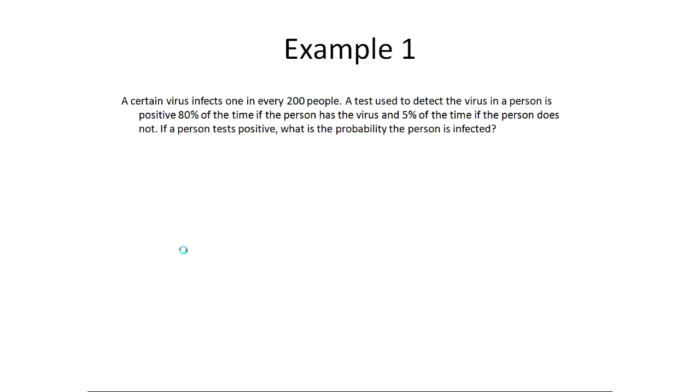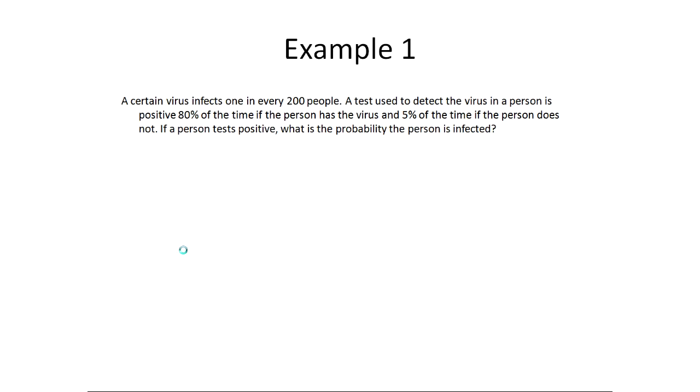So we're told a certain virus infects 1 in every 200 people. We develop a test for this, and the test detects a virus in a person 80% of the time if the person has the virus. So some people would call that 80% accurate, even though there's not a real meaning to the term 80% accurate that is common to everything. And then it says 5% of the time if the person does not. So it actually says positive 5% of the time, even if the person doesn't have the virus. And you may say that's bad, but there's no such thing as a perfect test.